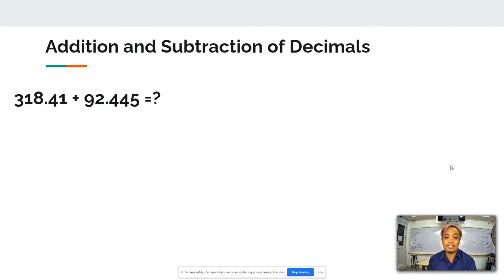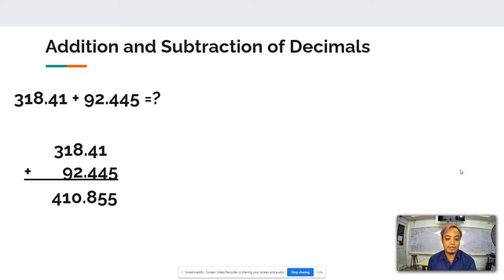We'll start with addition and subtraction of decimals. Let's say we have the given 318.41 plus 92.445. First thing that we have to do is to align the given factors with the decimal point, and then we will execute the addition process. As you can see here, there's no digit on the hundreds place for the first factor, but we can assume that this is 0 because they have the same value. And we will have the sum 410.855.